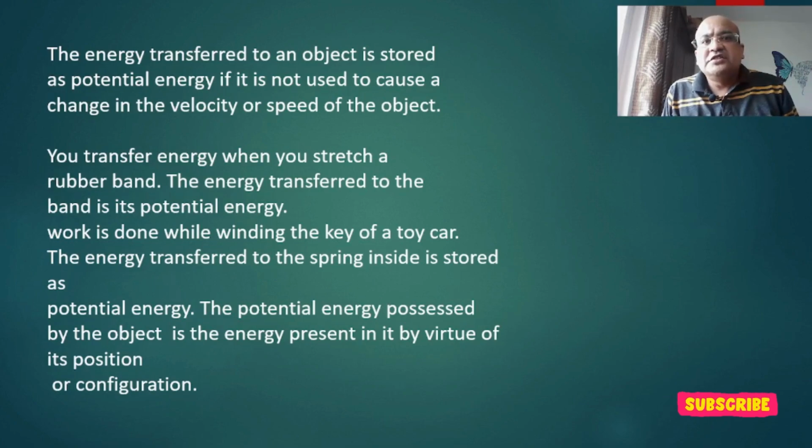You transferred energy when you stretched a rubber band, as we have seen. The energy transferred to the band is nothing but potential energy due to the elastic nature of the rubber band. Work is done while winding the key of a toy car. The energy transferred to the spring inside is stored as potential energy. The potential energy possessed by the object is the energy present by virtue of its position.